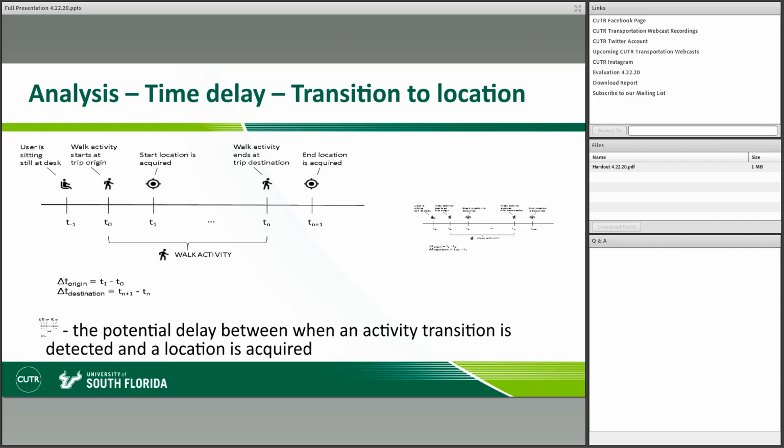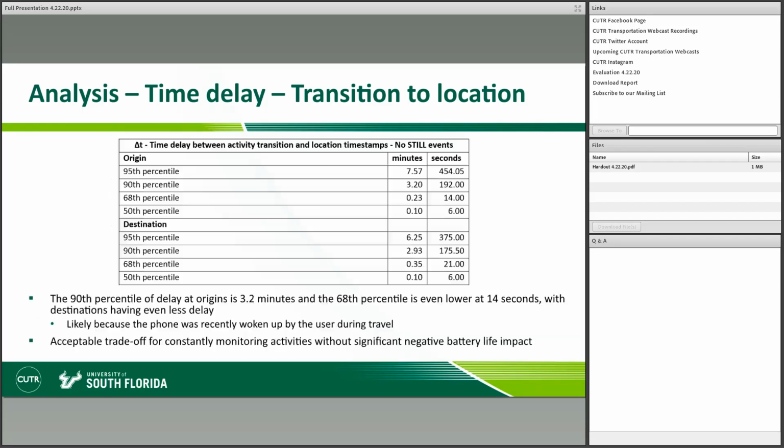Something else to consider here is, as I mentioned before, the time delay between when the activity transition is detected, which is usually based on sensors like accelerometers or gyroscopes, and then we get an event that says activity detected, and then we acquire a location. We ask the device for a location, and we'll get a location back. And there can be this time delay between when we are notified of the transition and when we actually get the location. So we looked at this potential delay between the activity transition and the location acquisition.